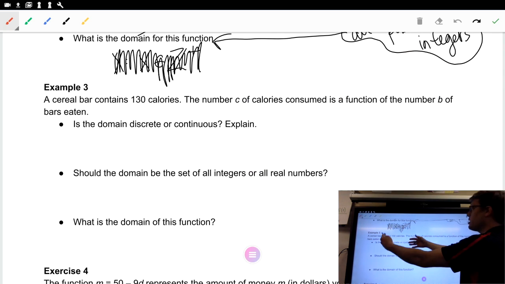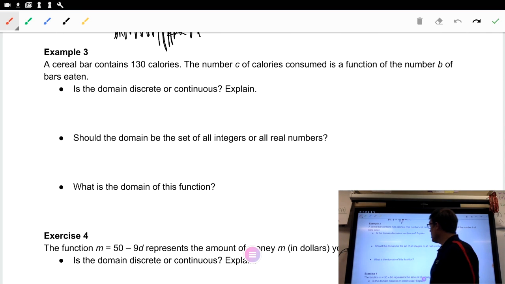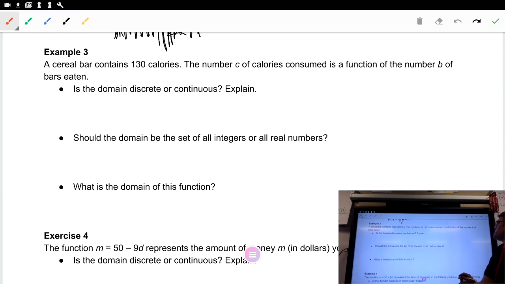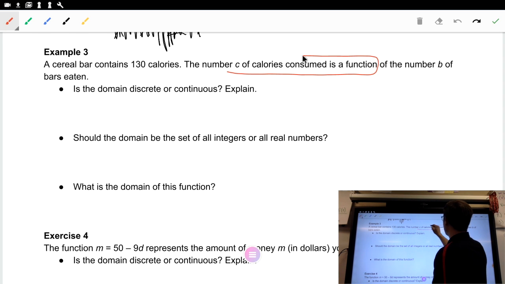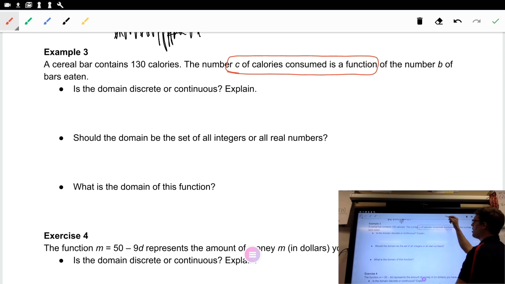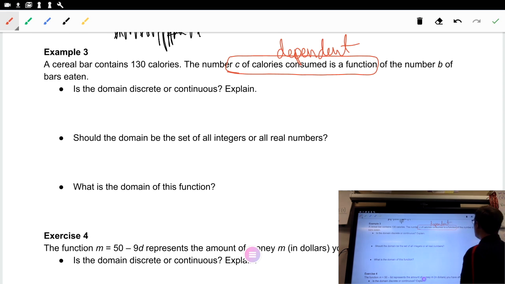A cereal bar contains 130 calories. Look it up. The number C of calories consumed is a function of the number B of bars eaten. So what depends on what? And there's a little bit of notation. The number C consumed is a function. That language right there tells me that I'm looking at the dependent variable. And then of the number B, that tells me independent.